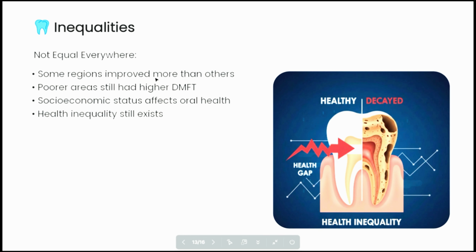Hello, my name is Aya Al Saidi. Even though there was a clear improvement in oral health overall, the researchers found that the improvement was not equal across all regions in Brazil. Some regions, especially the more developed and wealthier areas, showed much better results and lower DMFT values. However, children living in poorer or less developed regions still had higher levels of dental caries. This shows that social and economic factors still play a very important role in oral health. Access to dental care, education, awareness, and living conditions can strongly influence children's oral health status.